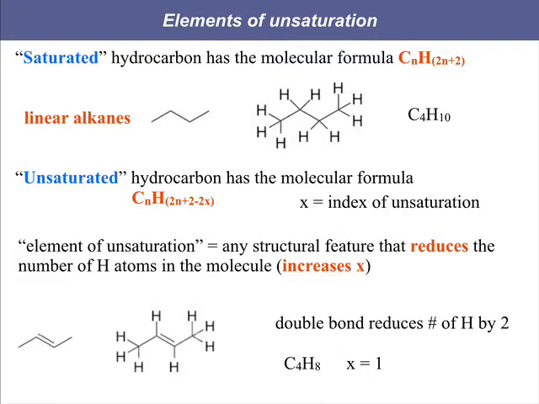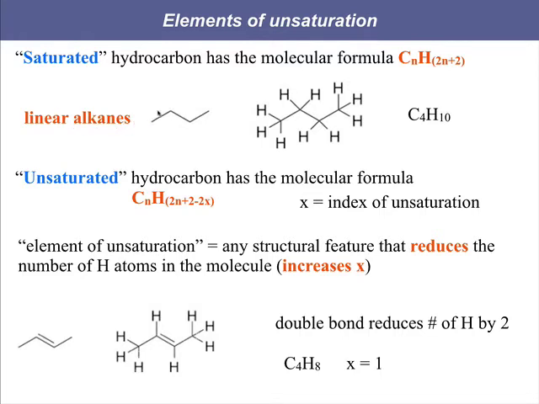Double bonds belong to a group of functional groups that we call elements or indexes of unsaturation. The term saturation or unsaturation means something very specific in chemistry. Saturation means basically that there are as many hydrogens as possible given the number of carbons present. So that's saturation. An example of a saturated molecule would be a linear alkane.